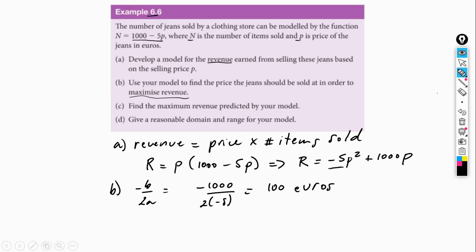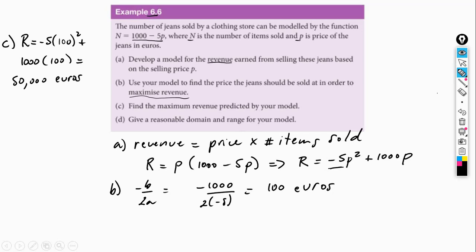C, find the maximum revenue predicted by your model. So that is simply going to be plugging in the 100 into the equation. So R is equal to minus 5 times 100 squared plus 1,000 times 100. And here we're going to get 50,000 euros. So this would be the maximum revenue predicted by the model.